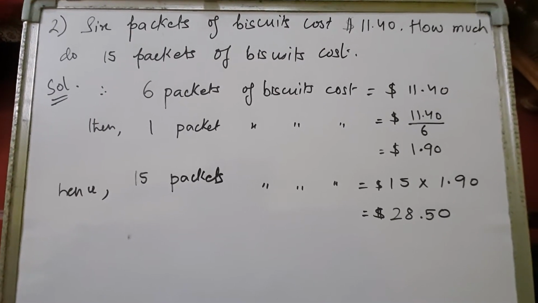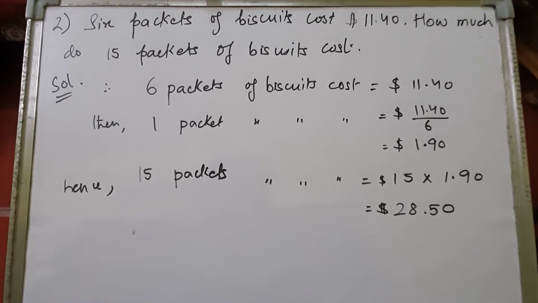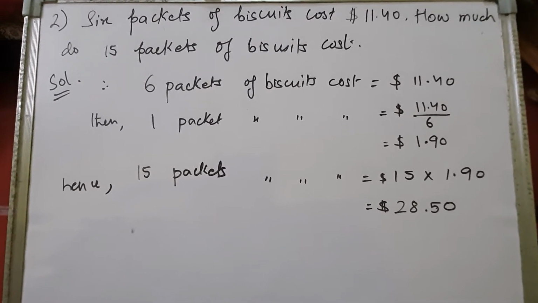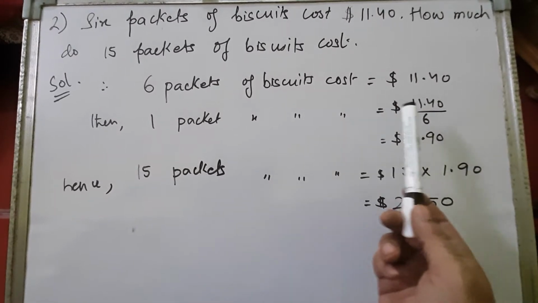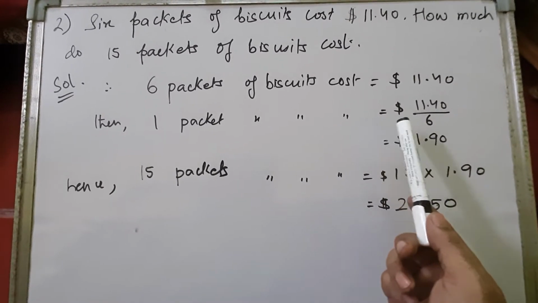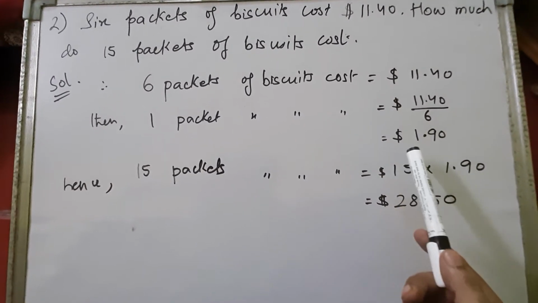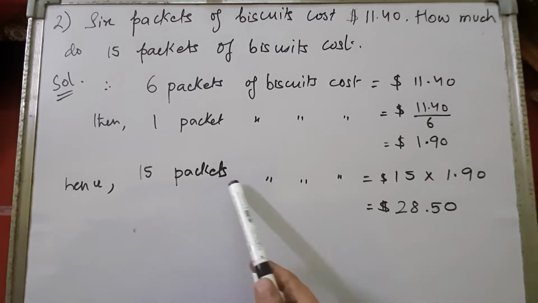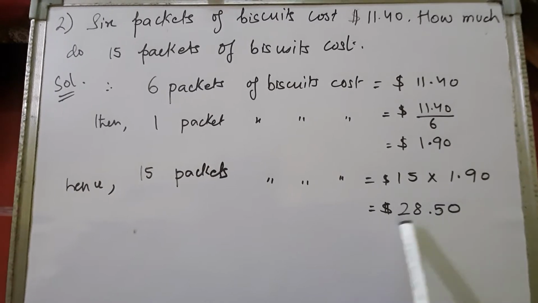Let's see another sum, children. In this sum, the question says 6 packets of biscuits cost $11.40. How much do 15 packets of biscuits cost? This can be solved by the simple unitary method. That means 6 packets of biscuits cost $11.40, then 1 packet of biscuits costs less. That means one packet costs $11.40 upon 6, that will be $1.90. The cost of 15 packets will be more, so we multiply by 15 here. The cost of 1 packet into 15 will be 28.50.